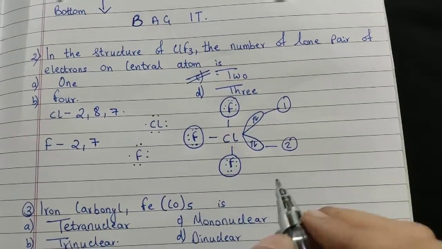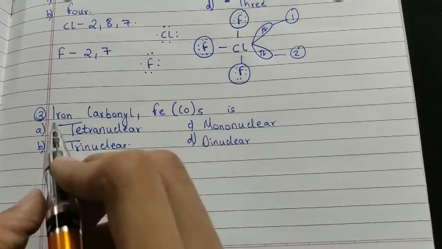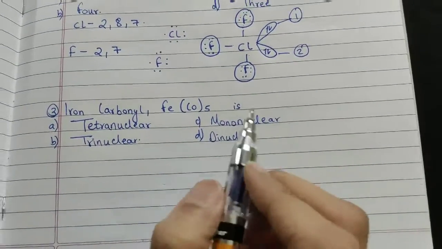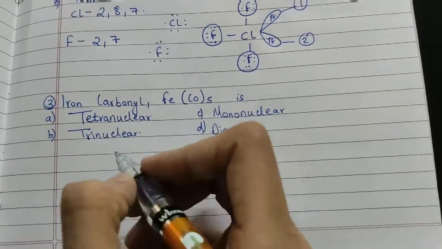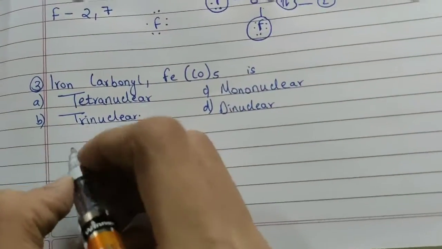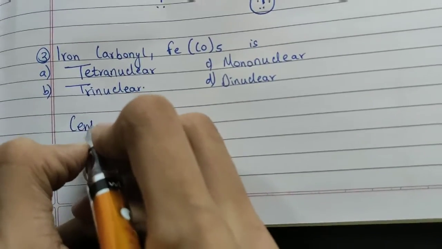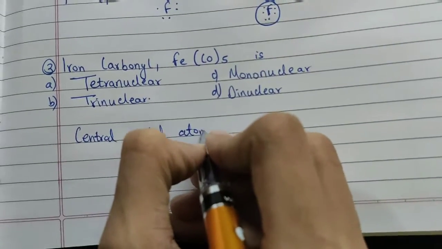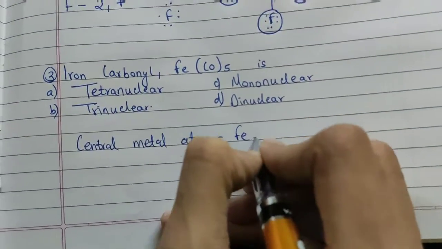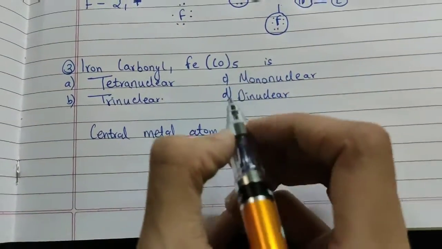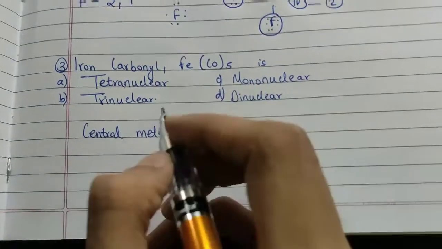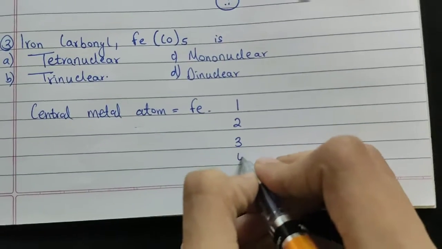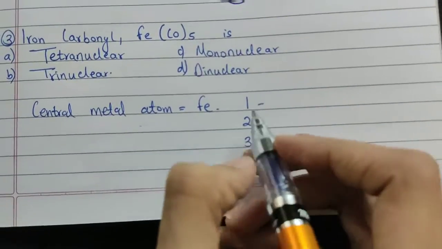Now let us come to the third question. You have been given iron carbonyl, that is Fe(CO)5, and you need to say whether it is tetranuclear, trinuclear, mononuclear or dinuclear. For this you need to know a very basic thing. Here the central metal atom is Fe, that is iron. I'm writing that over here first. Central metal atom is Fe. CO is not cobalt, this is carbonyl over here. So CO is carbon and oxygen.